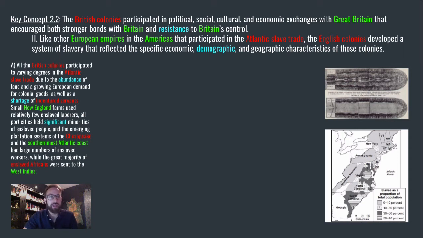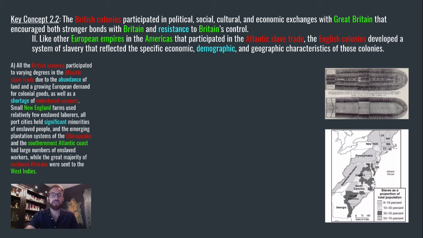What's going on here is it's defining how in these different regions of the British colonies, slavery develops to varying degrees. So just to go over this very briefly, notice how it says in New England there was relatively few enslaved laborers. Just call them slaves, that's what they were. It then mentions indentured servants, and then it talks about how in the Chesapeake and southernmost Atlantic coast there were much larger numbers, and most slaves were actually sent to the West Indies. It was something like 80–90% of those coming from Africa.